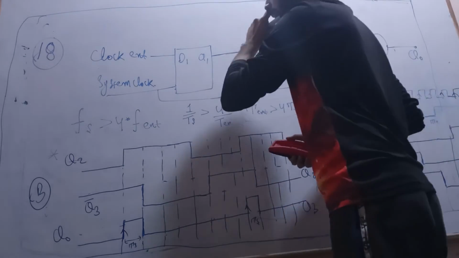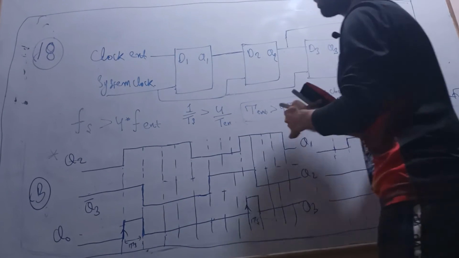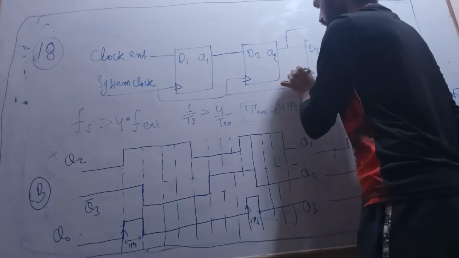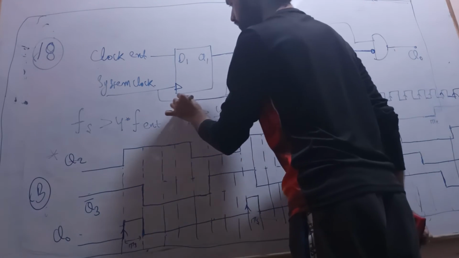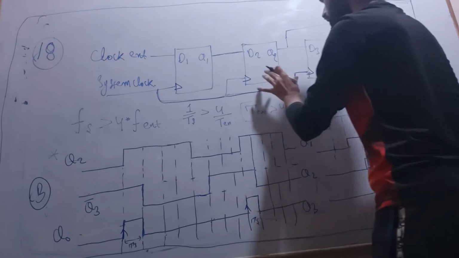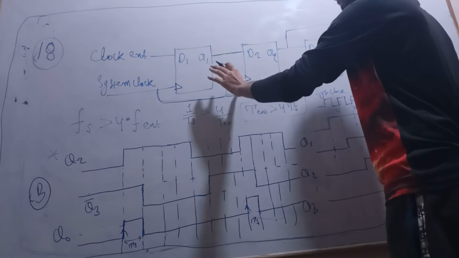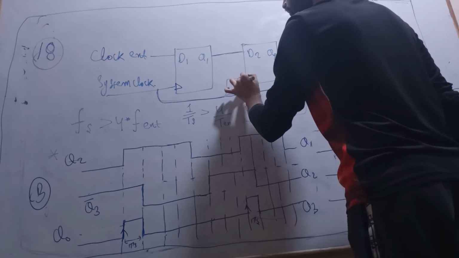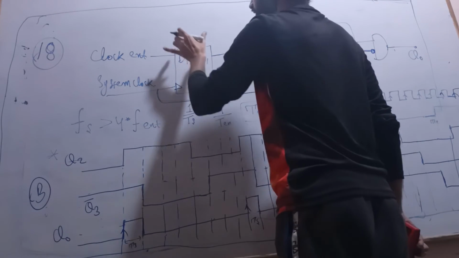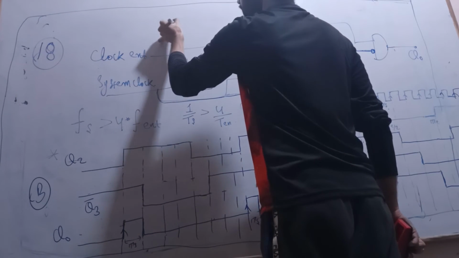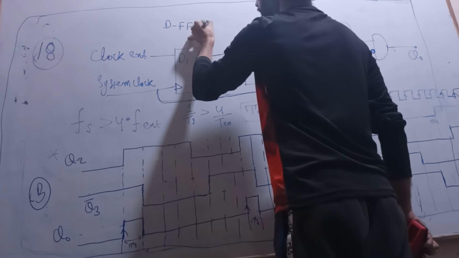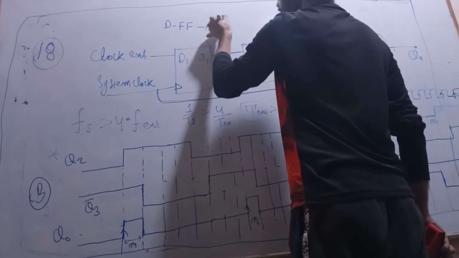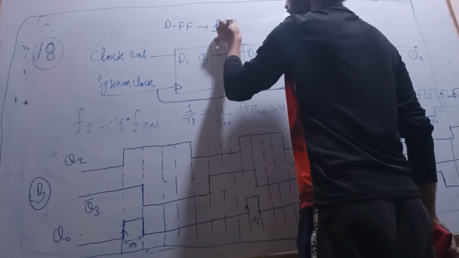Remember, this is not a flip flop, because for a flip flop an edge must be there. If it is edge-based, then it behaves like a D flip flop, but this is a D latch. The difference is that a D flip flop is edge triggered, either positive edge triggered or negative edge triggered.